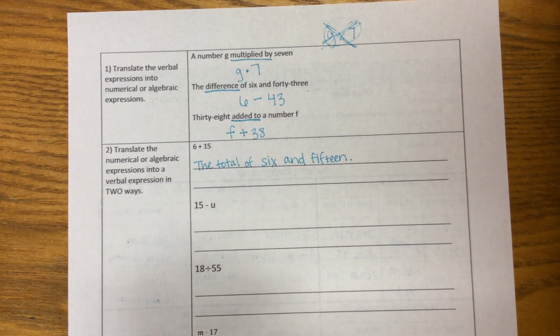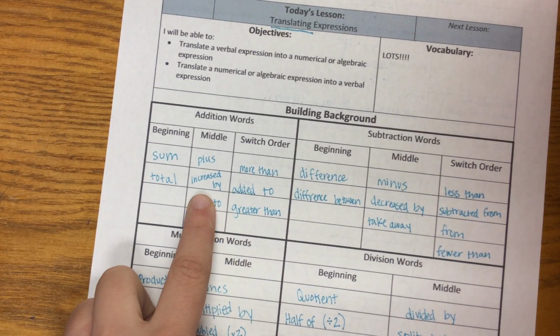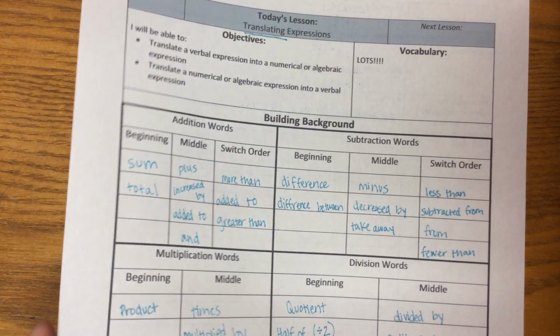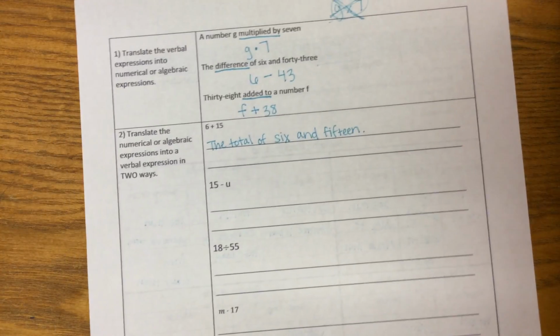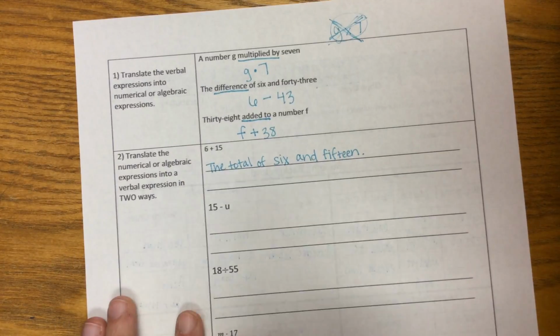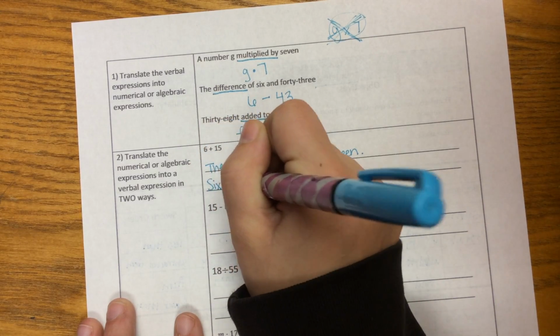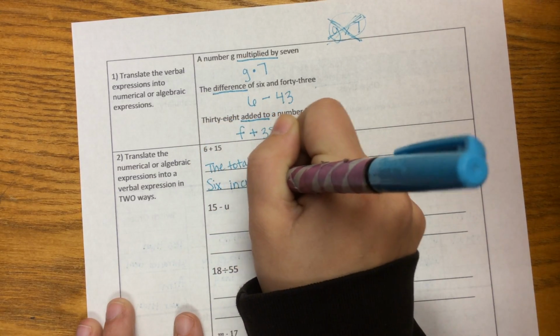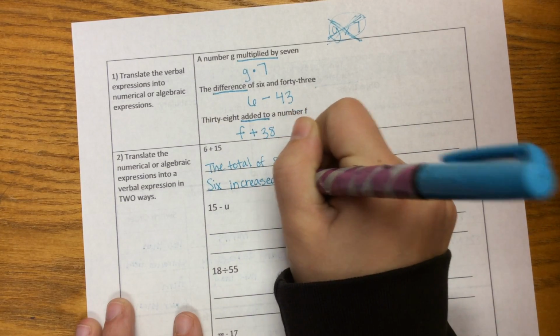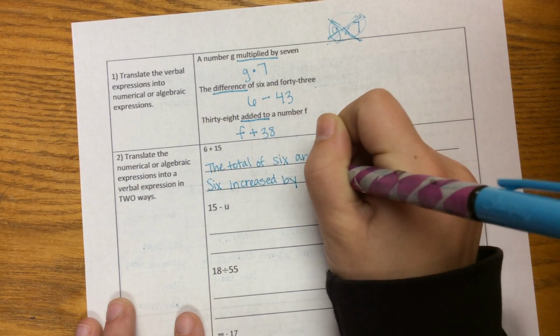All right, what other word should we use? Let's use increased by. I like increased by. That's one of my favorites. Increased by. That's adding, and it goes in the middle. So what that means is I'm going to start with the first number, 6. I'm going to use that word increased by, and then 15.